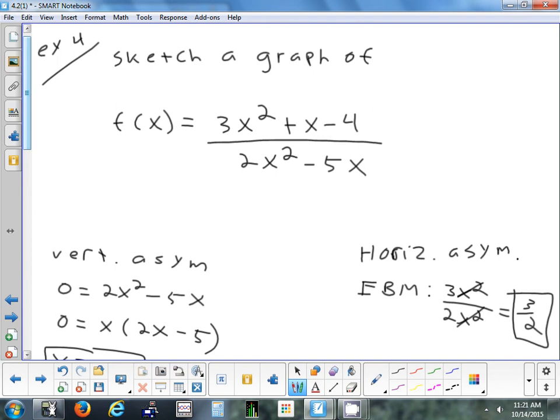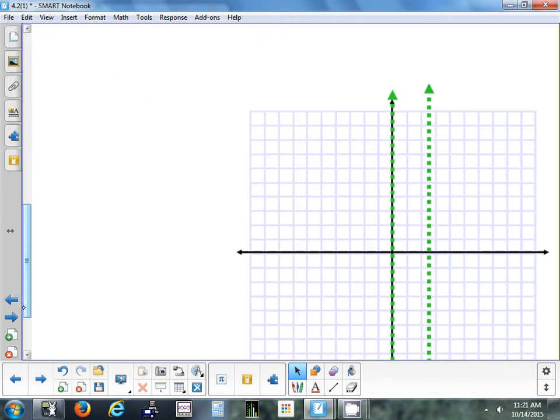So when the degree of your top and the degree of the bottom are the same, what's going to happen here is it's going to approach a value that's not 0. Okay, we're going to have a horizontal asymptote at 3 halves, or 1.5. Same basic picture though, just the horizontal asymptote is shifted up a little bit.